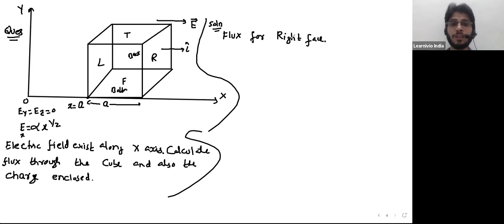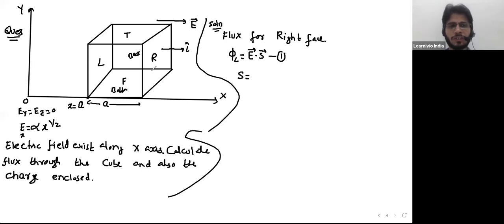So for the right face, this is the direction of the area vector and this is the direction of the electric field. When I calculate flux for the right face, I will use flux. See, is the right face a curved face or a plane face? It's a plane face. So I can use flux in this way, E dot S only. That's my first equation.